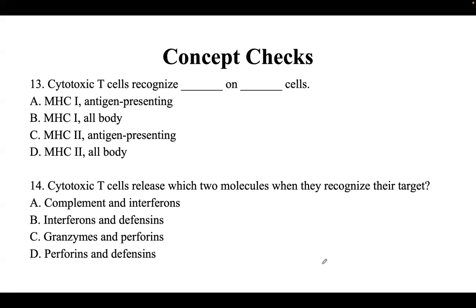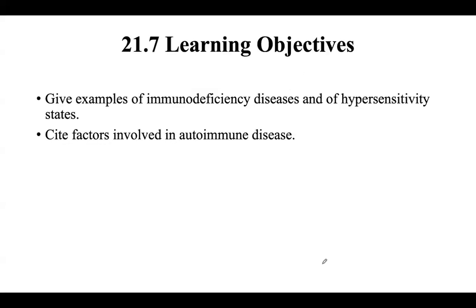Second one, cytotoxic T cells release two molecules when they recognize their target. What is that? C. Granzymes and perforin. And what is the mechanism granzymes take? What do they do? Apoptosis. All right. Next, we'll talk about immunodeficiency and hypersensitivity and also autoimmune disease.